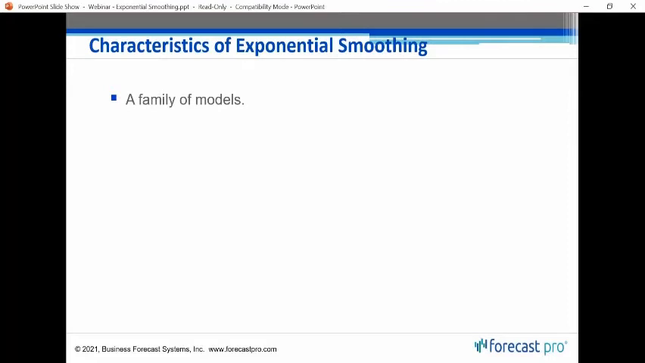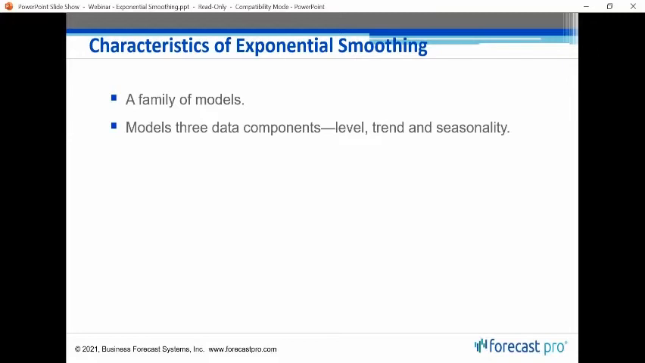So what is exponential smoothing? First of all, it's not really a method. It's a family of models. The basic models tend to focus on 3 different data components. Level, so sort of what is the sales level currently, trend, upward or downward movement, and seasonal patterns. Are there times of year where we sell more than others?